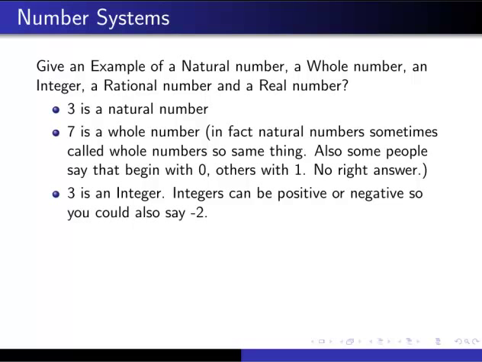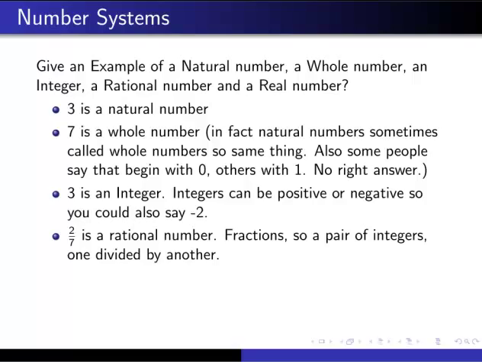3 is an integer, but integers can be positive or negative. So you could also say -2. So the question was, give an example of. So if I say give an example of an integer, you could just say any integer. So it could be -150 or plus 2,065,000.